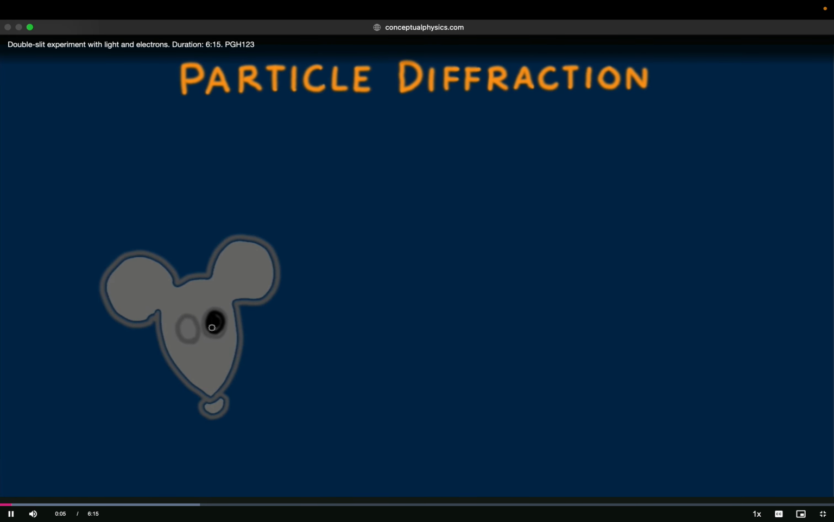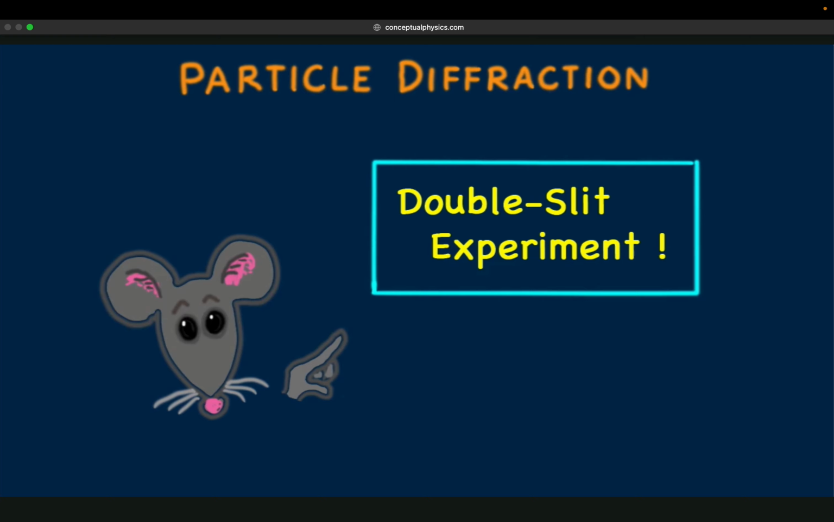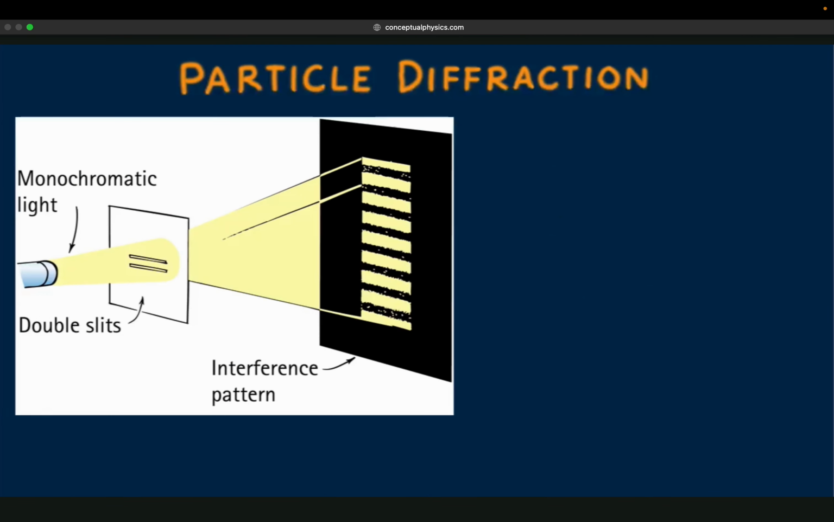In this lesson, we'll discuss one of the important experiments that ushered in the quantum view of nature at the submicroscopic level, the double-slit experiment. We'll see that electrons, like light, can undergo diffraction and interference. Let's start with monochromatic light diffracting and interfering as it passes through a pair of closely spaced thin slits.